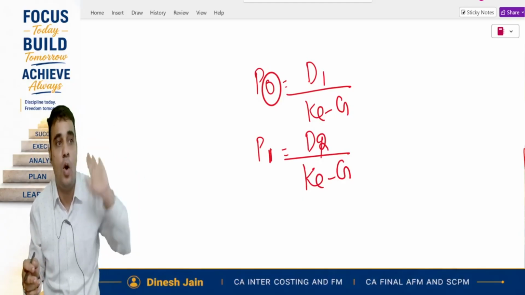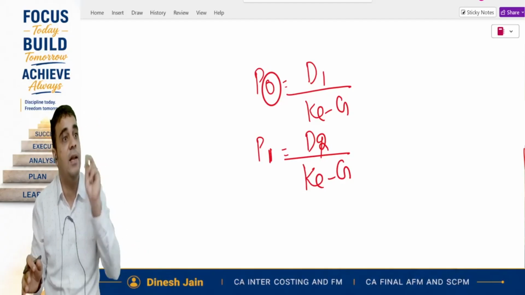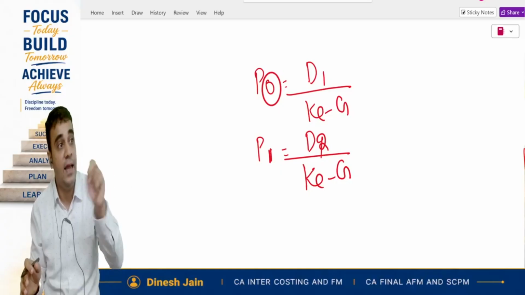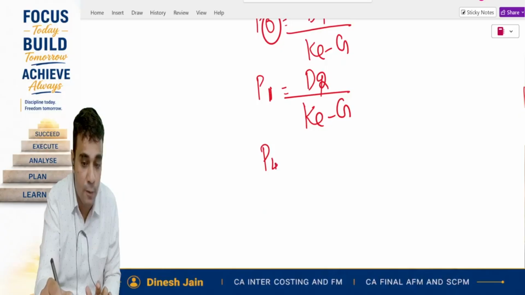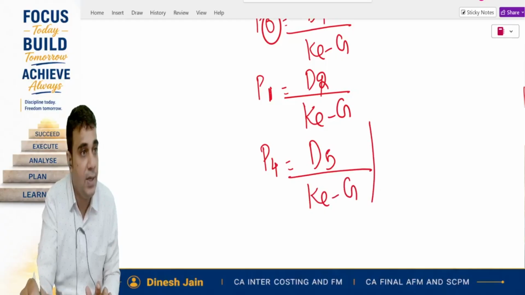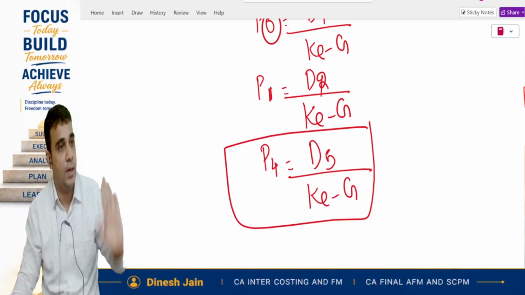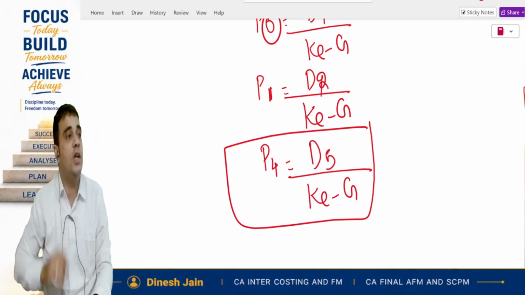Assuming 1 year got over, then also if I ask you growth, you will say 10, 8 and 6, because second year growth is 10%, third and fourth year 8%, thereafter it is 6%. But one good part is P4 equal to D5 divided by KE minus G. When I come to this year, assuming fourth year is over, after fourth year, what is the growth rate?